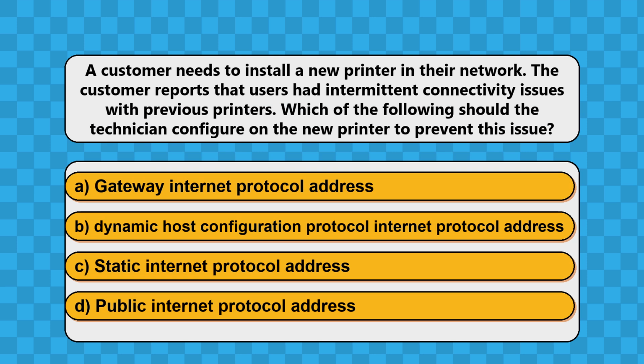Question 66. A customer needs to install a new printer in their network. The customer reports that users had intermittent connectivity issues with previous printers. Which of the following should the technician configure on the new printer to prevent this issue? Option A, Gateway Internet Protocol address. Option B, Dynamic Host Configuration Protocol Internet Protocol address. Option C, Static Internet Protocol address. Option D, Public Internet Protocol address.